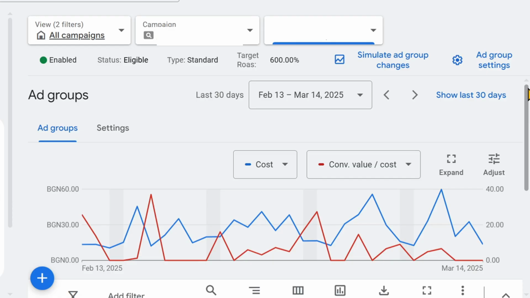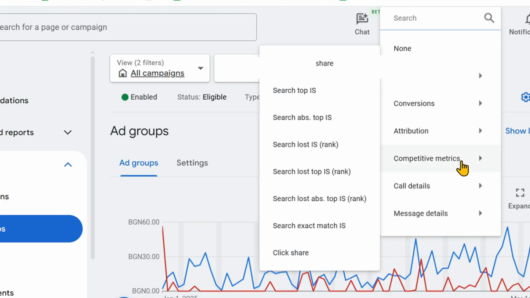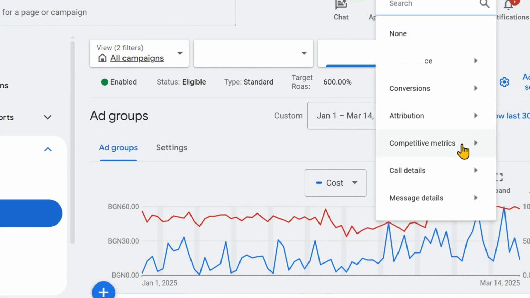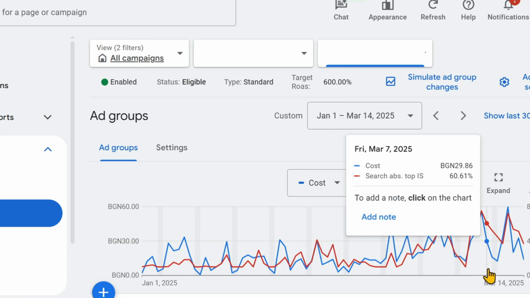Hello everyone, in this video I'm going to share my exact strategy for targeting competitor brand names on Google Ads. This is the same approach that helped me achieve a 5.4 ROAS in the last 30 days in one of our competitor ad groups. In fact, this strategy allowed me to grow our top impression share to 97% and our absolute top impression share to over 50% of our competitors' brand keywords.